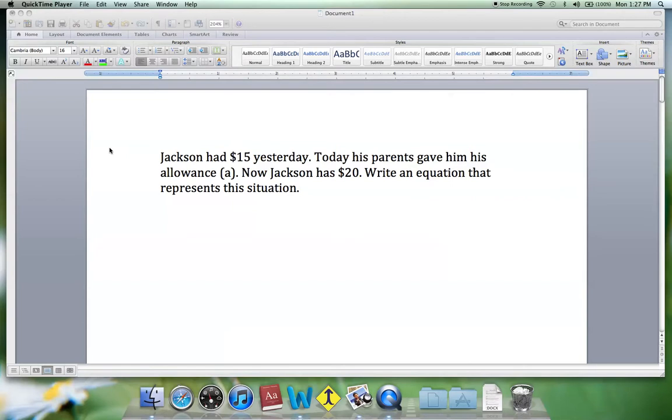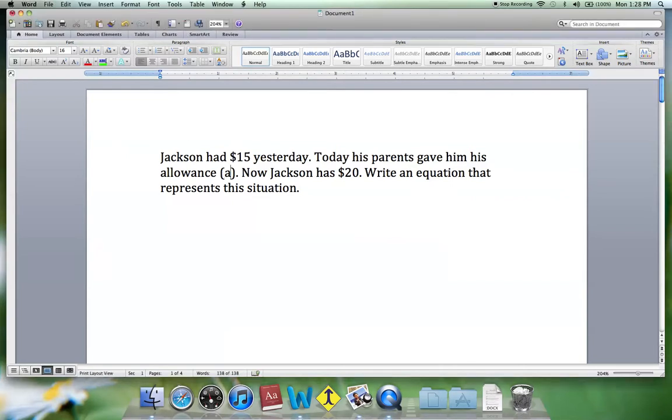So our first example, Jackson had $15 yesterday. Today his parents gave him his allowance. Now Jackson has $20. Write an equation that represents the situation. So notice after the sentence, today his parents gave him his allowance, I have put an A in parentheses. This is my unknown, this is my variable, because I don't know how much money his parents gave him. We just know they gave him some money.